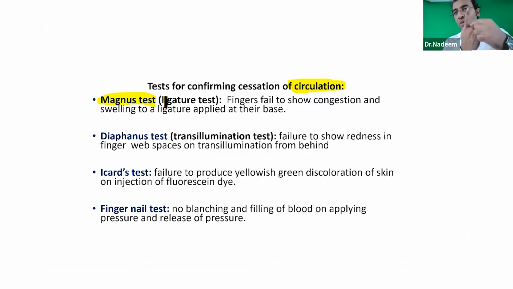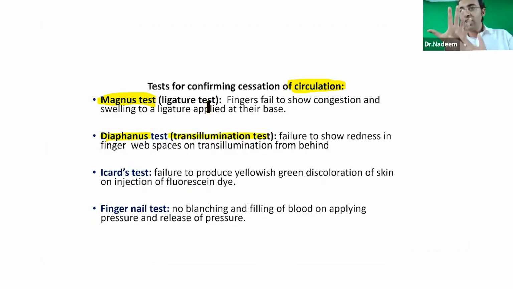What is happening here? If you apply a ligature material here, for sure there will be swelling and congestion because there is circulation. This is called the ligature test or Magnus test. Next is called Diaphanous test, which is also called the trans-illumination test.